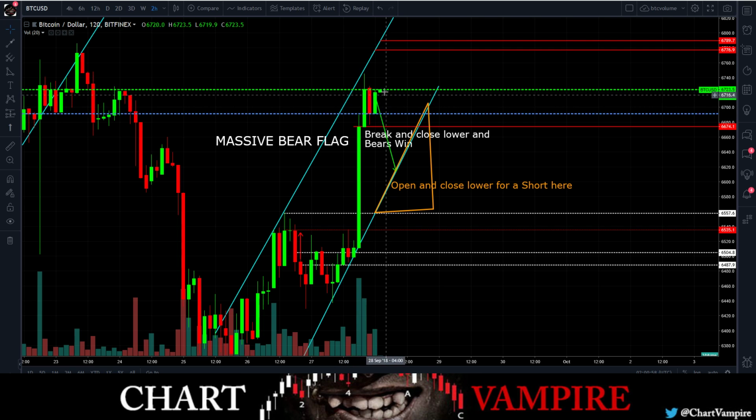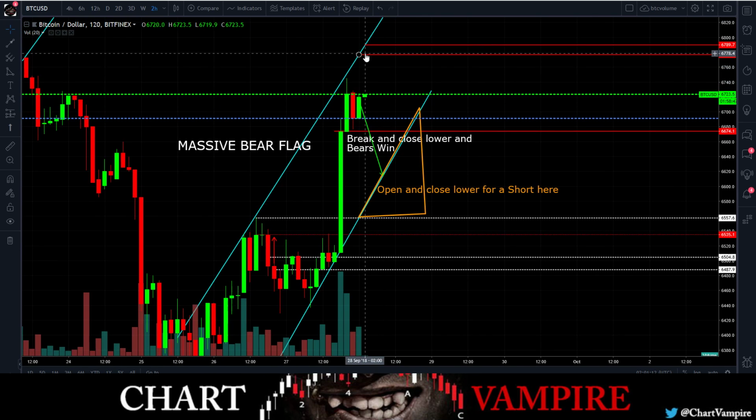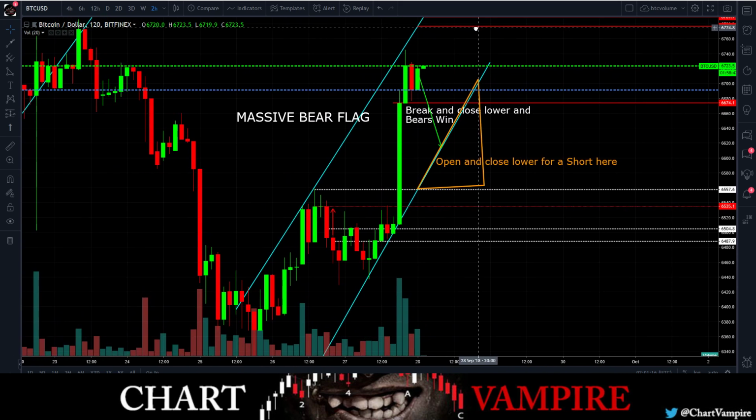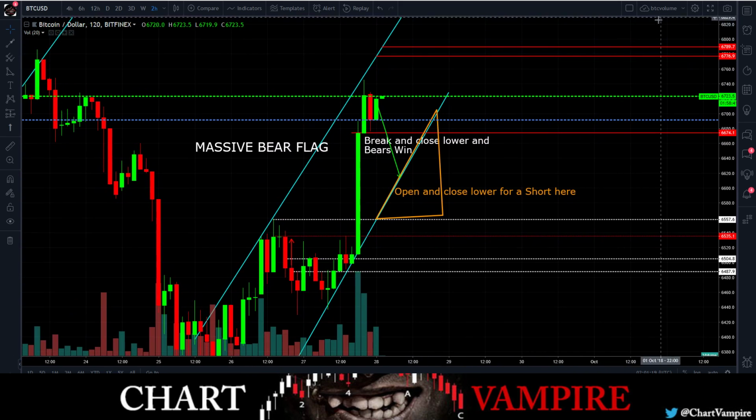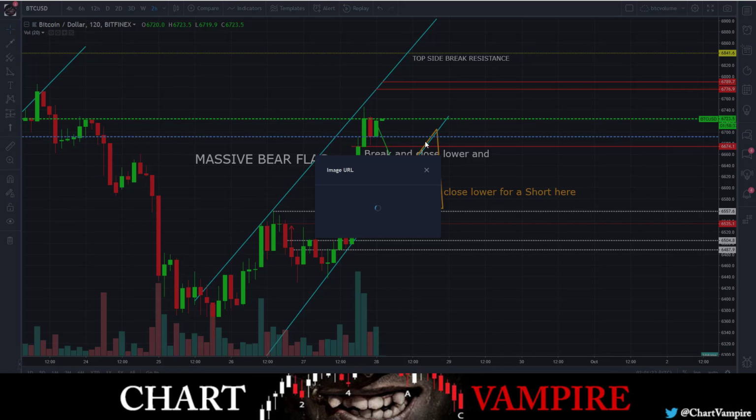Now, this is engulfed right here. So technically, this could be another bullish Harami that you just posted up right there, only there are no wicks on this thing. So this is possibly another bullish candle pattern that you posted up, looking for the top of this channel right here. And there's that.